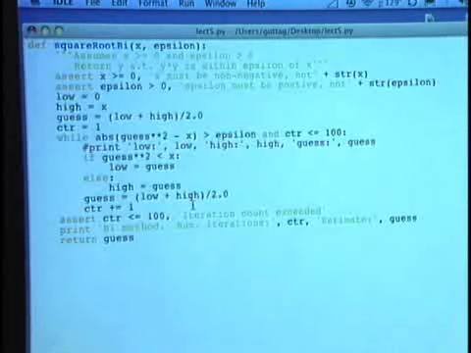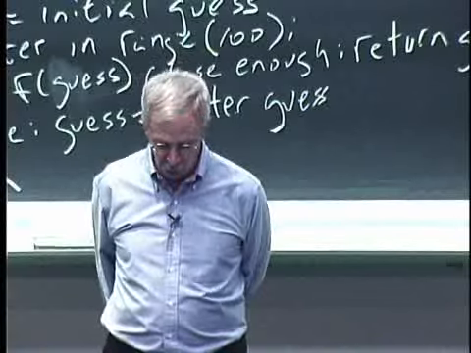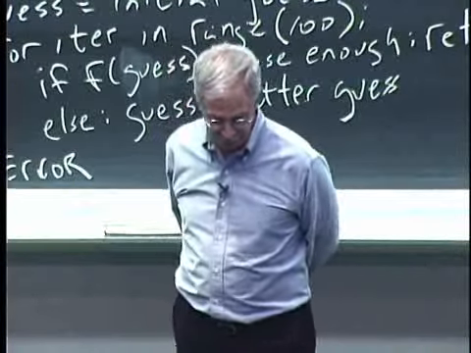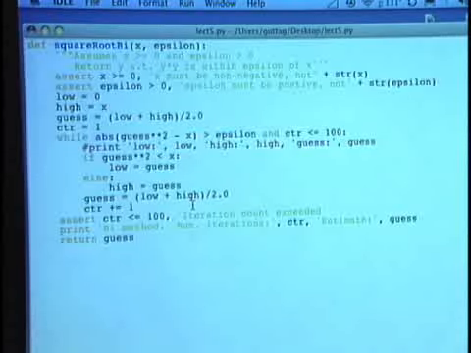just to keep checking. Then say, while the absolute value of the guess squared minus x is greater than epsilon, that is to say, while my guess is not yet good enough, and the counter is not greater than 100, I'll get the next guess.